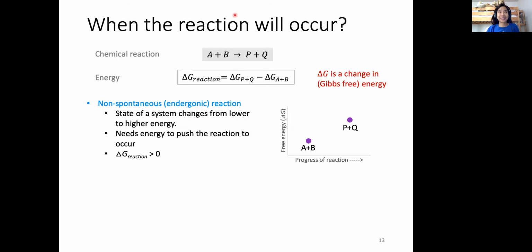Hi again, we are still in lecture 2. Now we will learn about metabolism, which is the sum of all chemical reactions in the organism. It's a balance between catabolism, the breaking down, and anabolism, the building up.